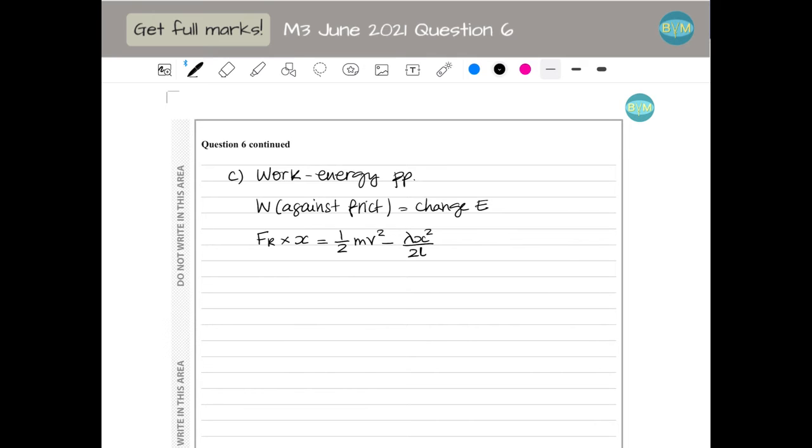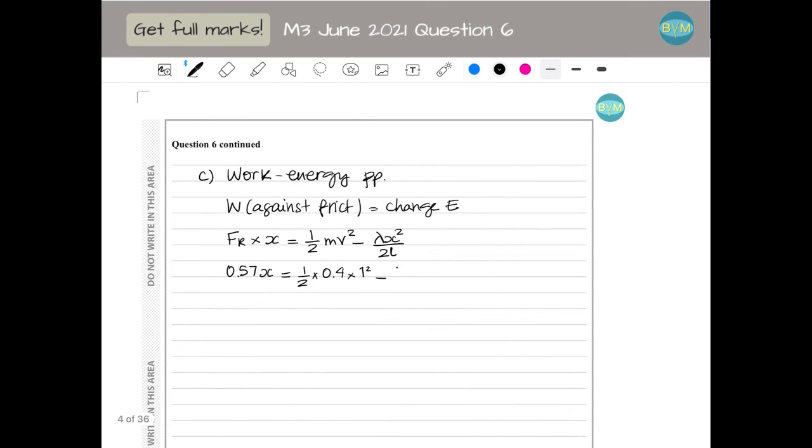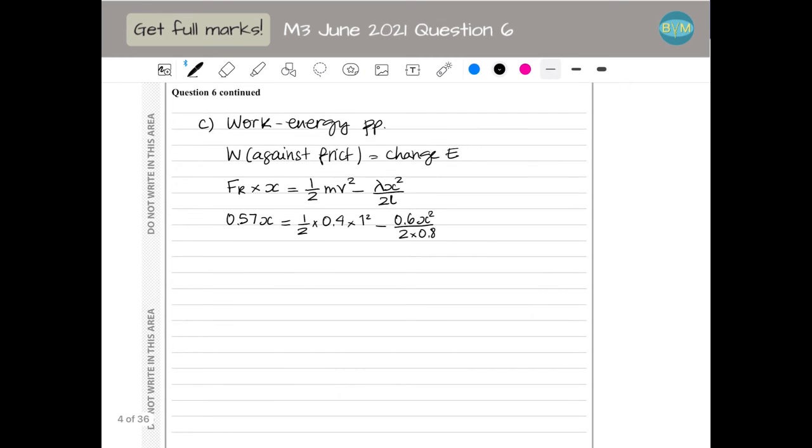So if I substitute what I know, the friction is going to be 0.57. We found it before. Times X is equal to 1/2 of the mass, that was 0.4, times the velocity, which is 1, we found it at B, squared, minus lambda, which was 0.6, times x squared, and then divided by 2 times 0.8. This is just one quadratic in x.